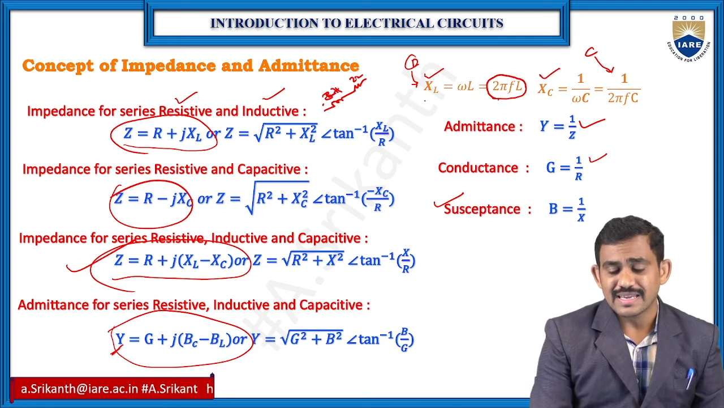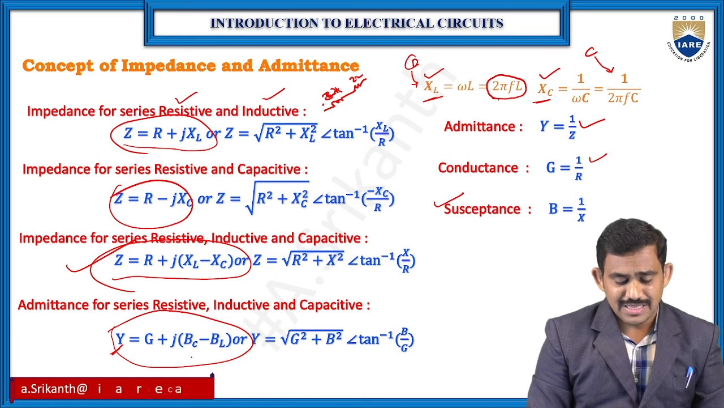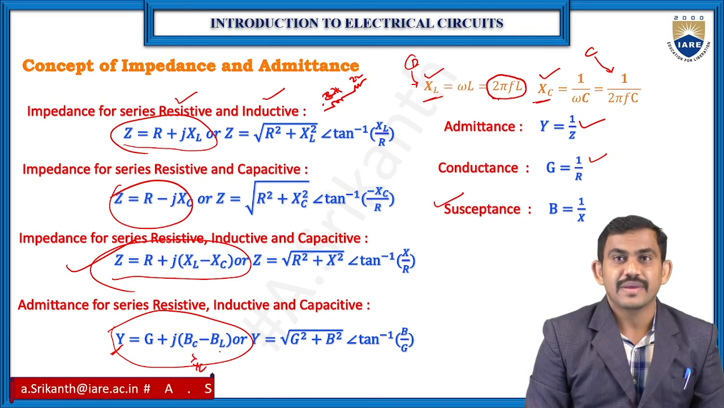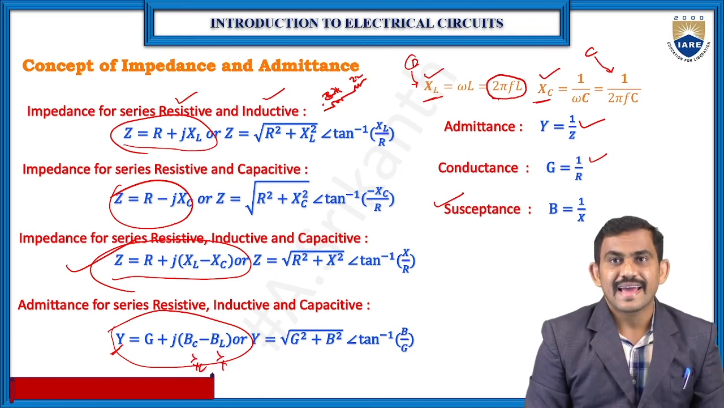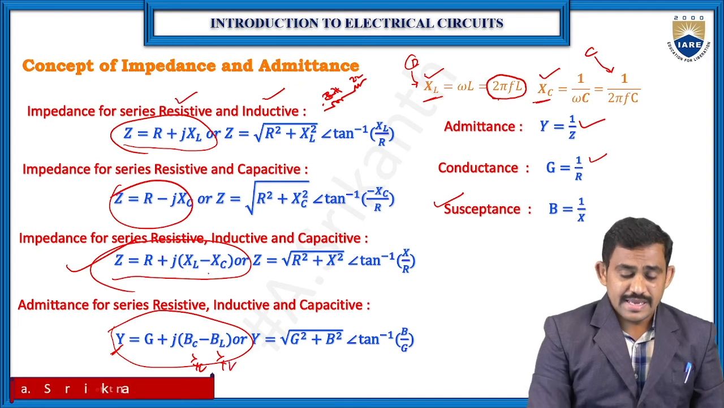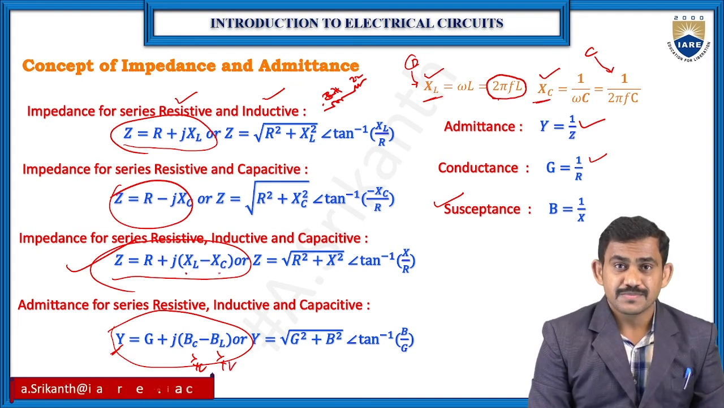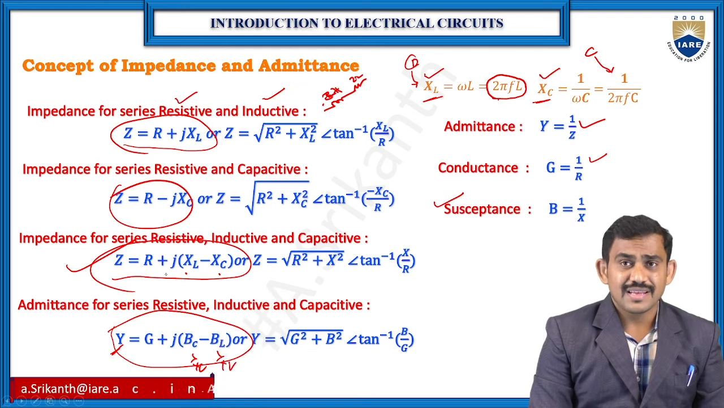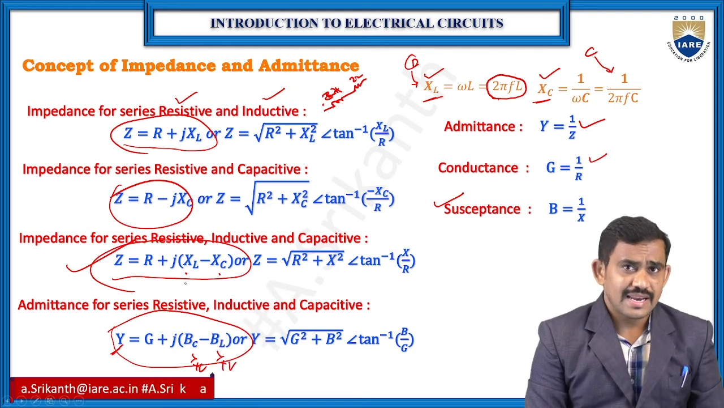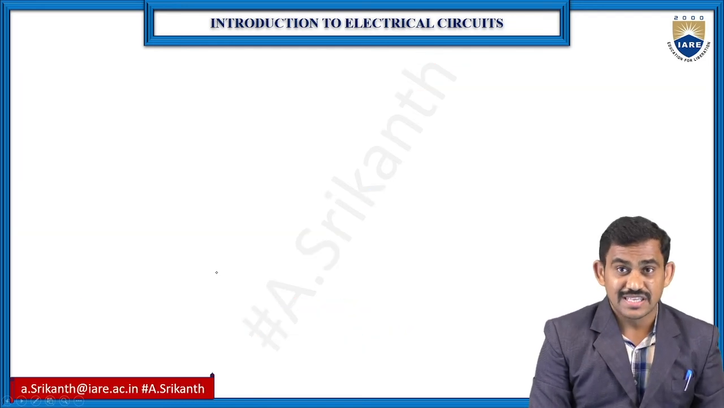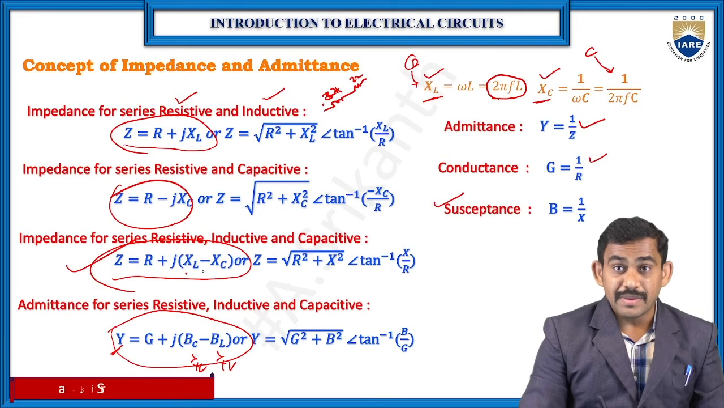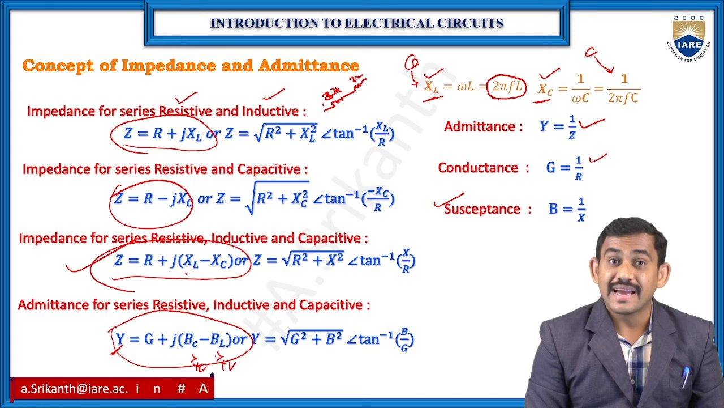Which values do you have? Inductive reactance and capacitive reactance. So BC is nothing but 1 by XC, BL is nothing but 1 by XL, and here we have XL minus XC. In general, when the impedance is RLC in series, we have XL minus XC. Coming to parallel, it means 1 by XC minus 1 by XL.